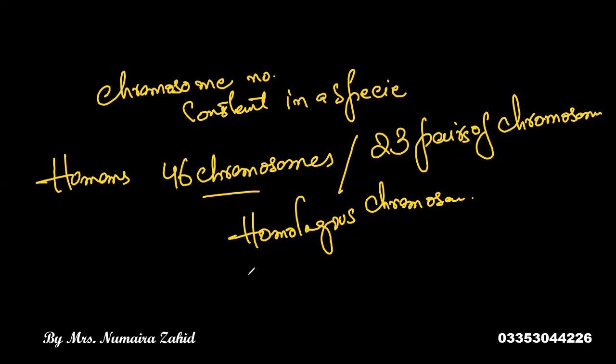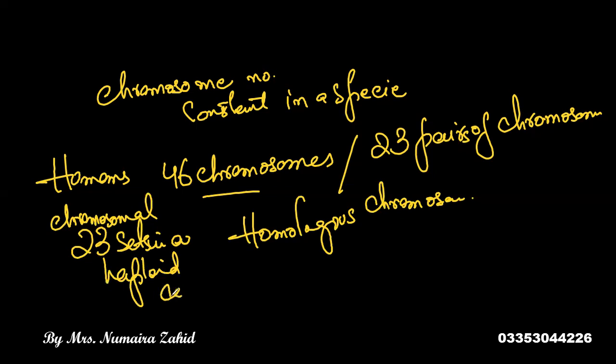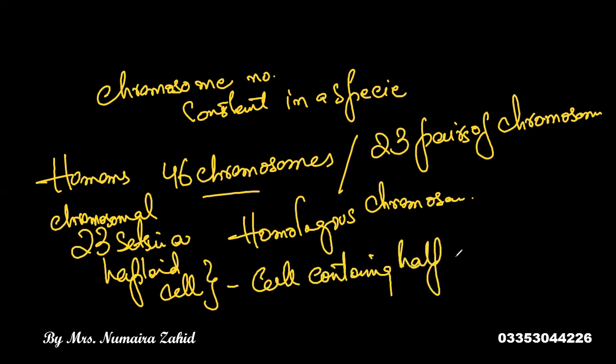All the humans contain two sets of 23 chromosomes. One haploid set is paternal in origin and one is maternal. Means, the total 46 chromosomes found in the human cell are made of two sets of 23 chromosomes, each set in a haploid cell. What is a haploid cell? A haploid cell is the cell which contains half of the number of chromosomes.